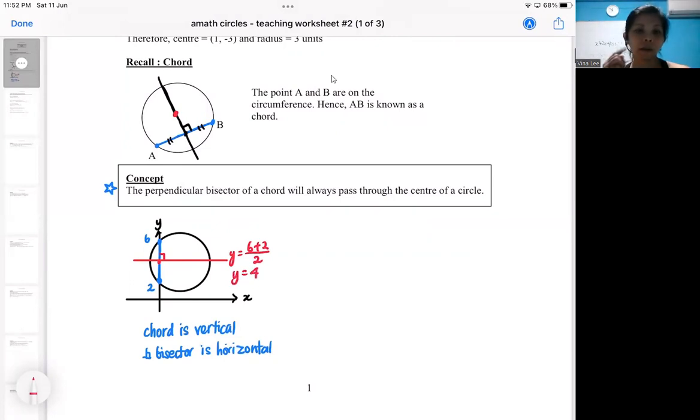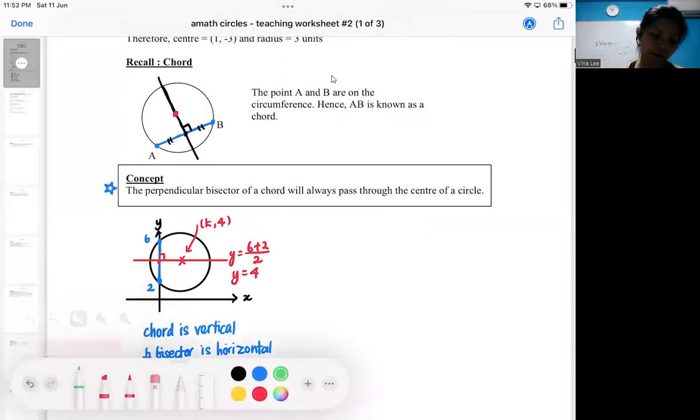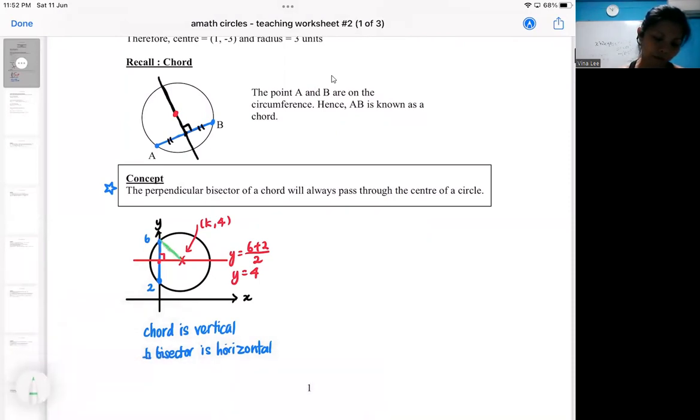And because of this, if we apply the idea that the center is along this line, that means I will know that the center will be (h, 4), with some unknown h. Usually you'll be given sufficient information to find the value of h in such a case. They may tell you the radius, so you apply the idea of radius here. This will be the radius and this will be the radius. So usually the question will provide this information for you to find the center if you can understand that the chord is vertical and the perpendicular bisector is horizontal.